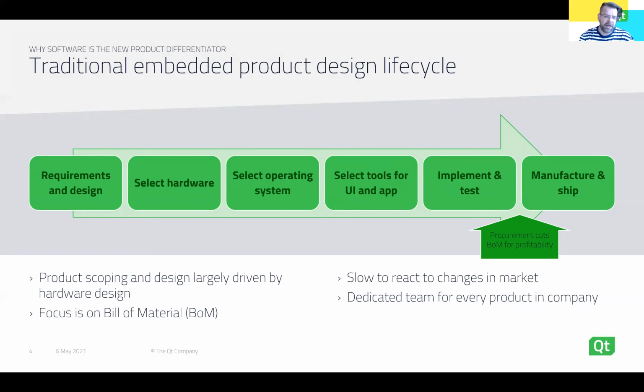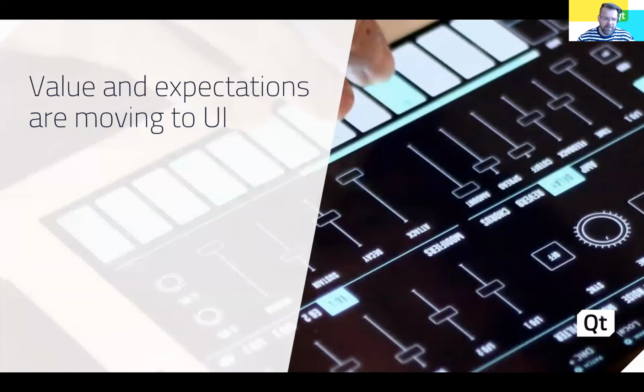What is happening? So this is a very typical hardware-driven company making hardware products. And this is not supporting the value of where the industry is going. So the value and the expectations of the consumers are moving to the UI and into the application. So first, look into the expectations.